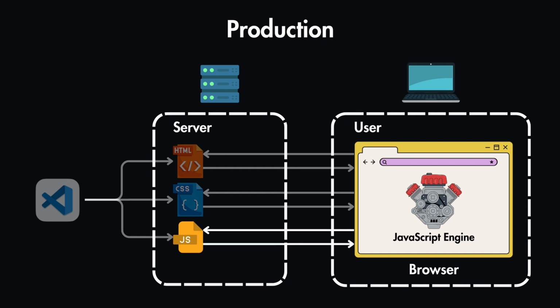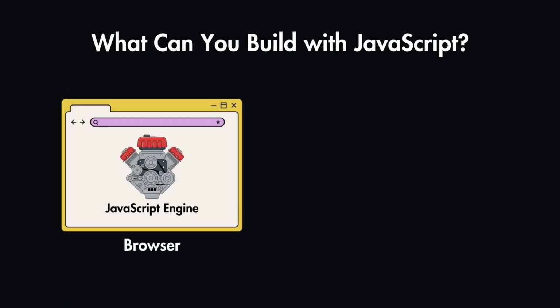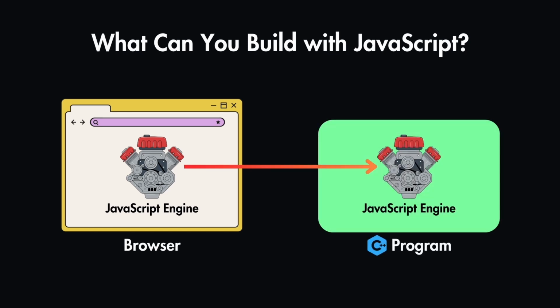And now that we understand how JavaScript is executed in the browser, let's have a look at what you can build with JavaScript. As we saw, JavaScript was initially designed for browsers only, meaning it was only meant to run inside of the browsers. But then in 2009, Ryan Dahl took this JavaScript engine and he placed it inside of a C++ program. And by doing this, he introduced Node.js, which is a different runtime of JavaScript. So he basically took the V8 engine from Chrome and he embedded it inside of a C++ program. And now this allows us to run JavaScript anywhere outside of the browsers.